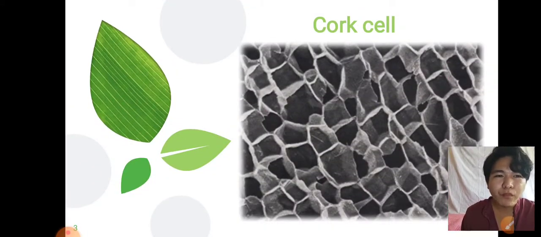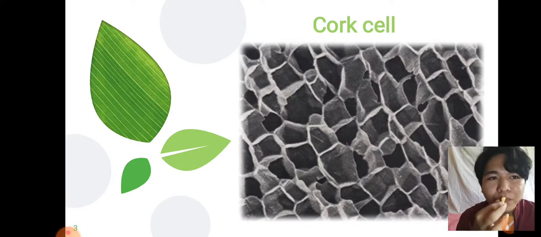Next. So this is what Robert Hooke saw, di ba, parang siyang small rooms. Okay, that is the cork cell.